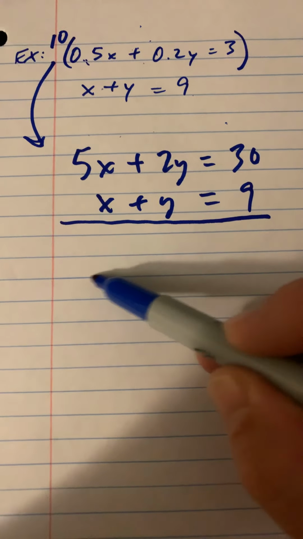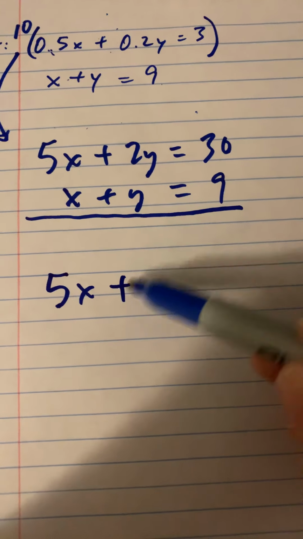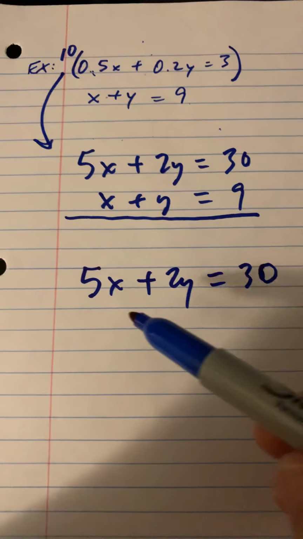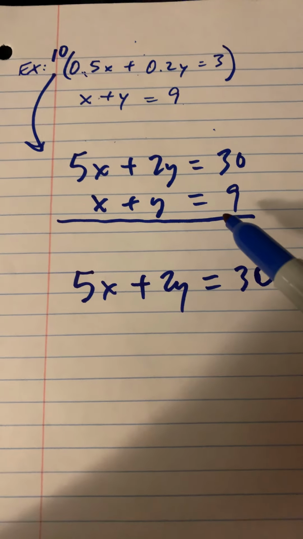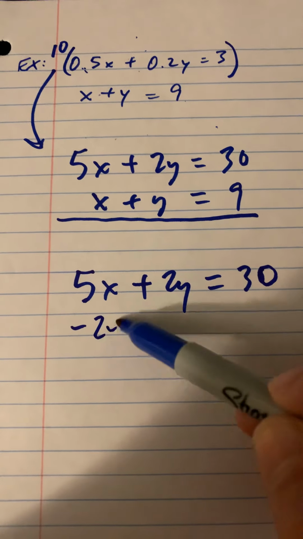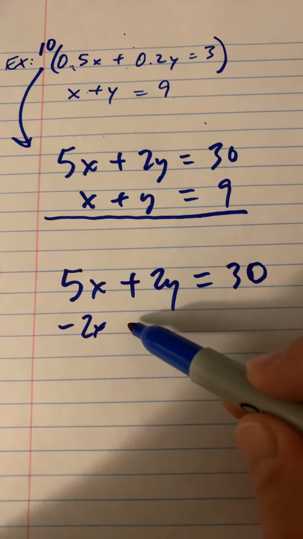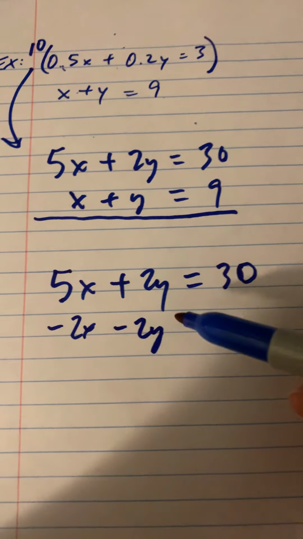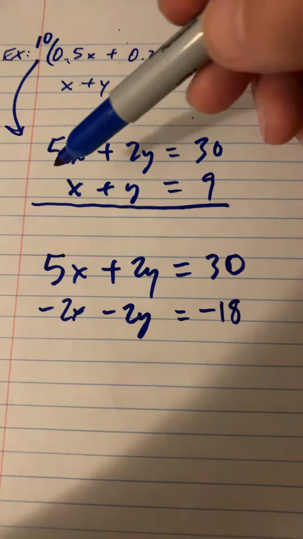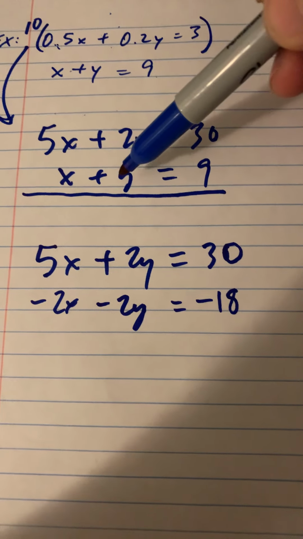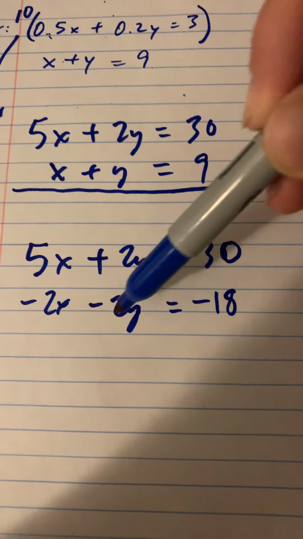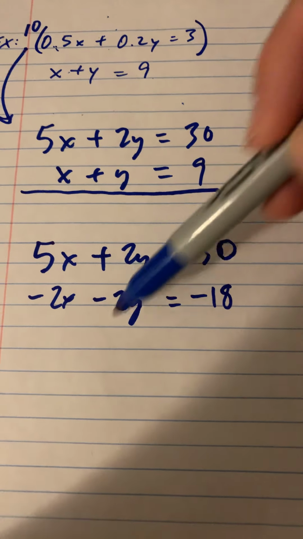So I'm just going to rewrite the top equation, 5x plus 2y equals 30. Haven't changed anything there. But I'm going to rewrite everything in the bottom equation multiplied by -2. So that's going to give me -2x minus 2y equals -18. I just multiplied everything by -2 because I want this right here, because it's going to cause these two to cancel.